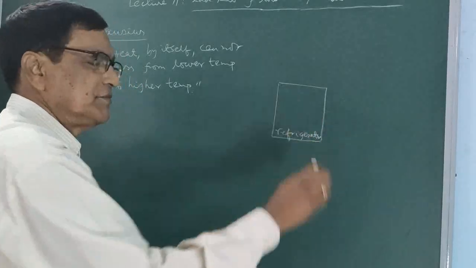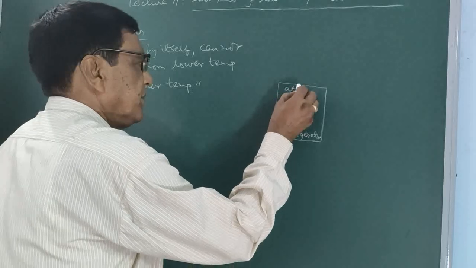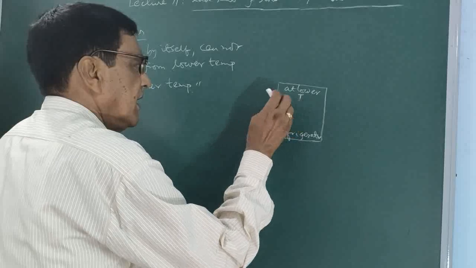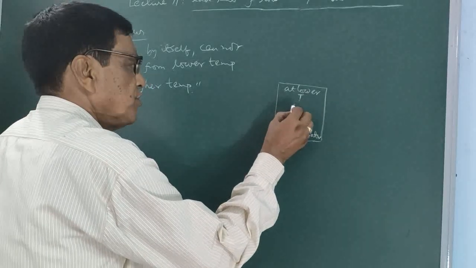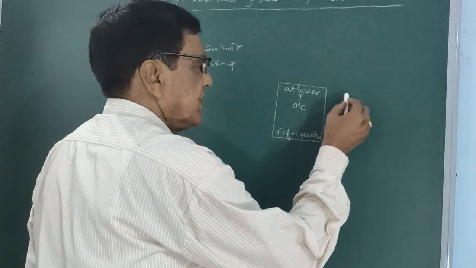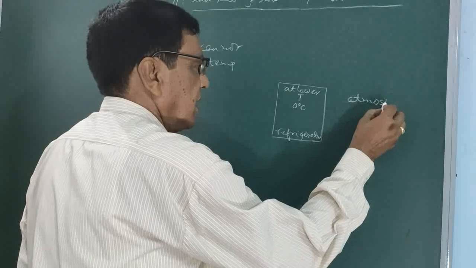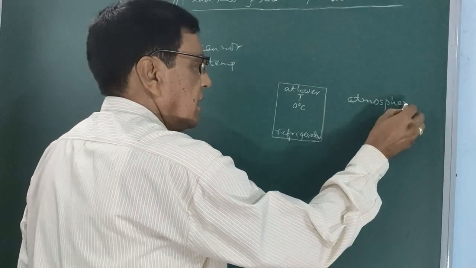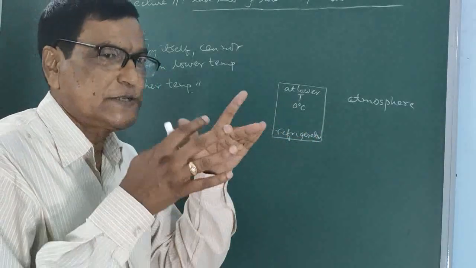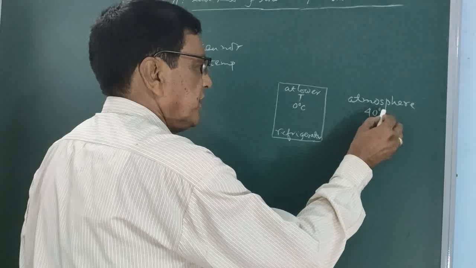This is the inside of this refrigerator, and it is at lower temperature, lower T, and suppose it is 0 degrees centigrade. And outside there is atmosphere or the room in which the fridge has been kept, and its temperature is suppose 40 degrees centigrade.